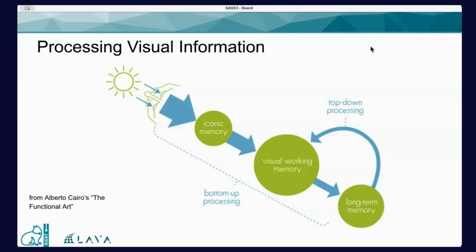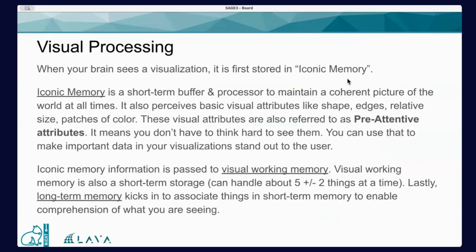So this is our visual channel. We also have an auditory channel. We also have a haptic channel. These are happening parallel to each other. So as we're processing things in our iconic memory, we also have auditory memory. We also have haptic memory. Yeah. So this is kind of more of a description of that.